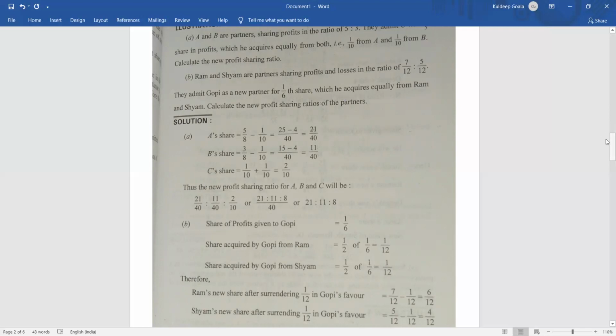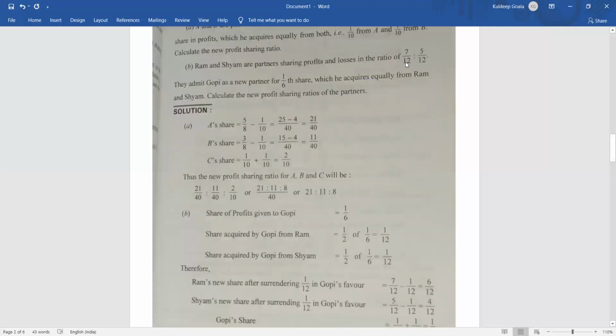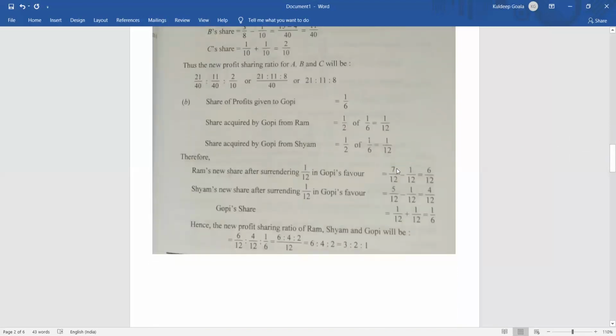The same formula that we applied in the previous question, that is, new ratio equals old ratio minus sacrifice. So the old ratio was 7 by 12 and 5 by 12, right? So the old ratio for Ram was 7 by 12 minus the sacrifice, that is 1 by 12. So the answer comes to 6 by 12. Ram's new share is 6 by 12.